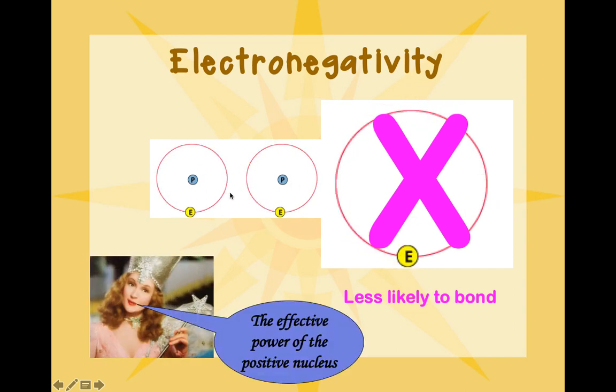Again, it's about the effective power of the positive nucleus. This nucleus is stronger and can get closer. This nucleus is so far away from this electron cloud, its power is less effective. That's a visual of electronegativity.